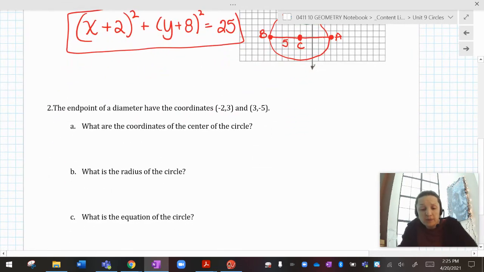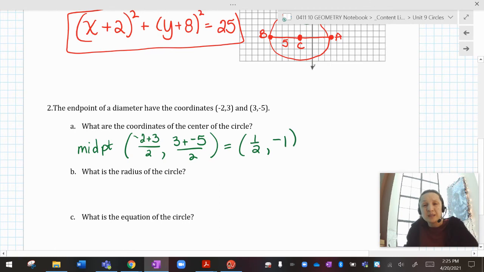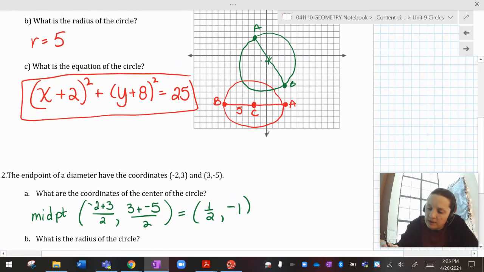If I want the center and I have the endpoints of the diameter, I just want to find the midpoint again. So I'm going to add the x's and divide by 2, add the y's and divide by 2. And so I'll get 1/2 and then -2 halves, which is -1. So my center is 1/2, -1. All right, now I need the radius. I can't count the radius this time, so I really am going to need the distance formula or Pythagorean theorem here.